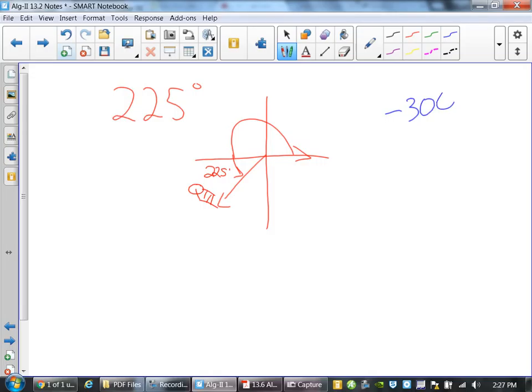Negative 300 degrees. Same deal. The only thing that changes is that I'm going to go the other direction. Negative 300 degrees still starts at 0 and just spins the other way. How far off is 300 degrees from that x-axis as it's spun around? Is that going to be 30 or 60? We always check off of the x-axis. So this should be 60 degrees up if that's negative 300.